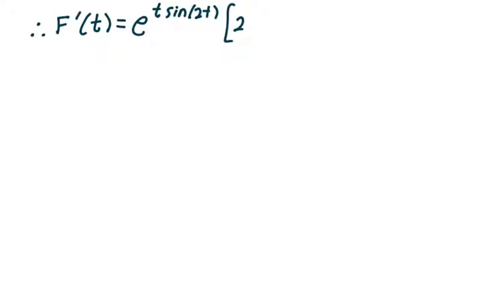And so, therefore, f prime of t is e to the t sine of 2t times the quantity 2t cosine of 2t plus sine of 2t. And that's how we do problem 33. Let's take a look at problem number 37.